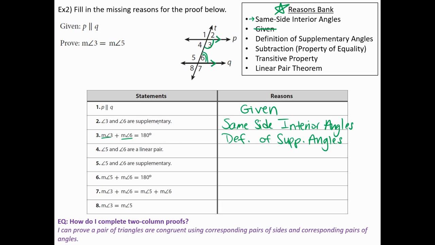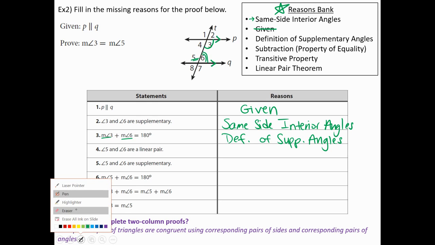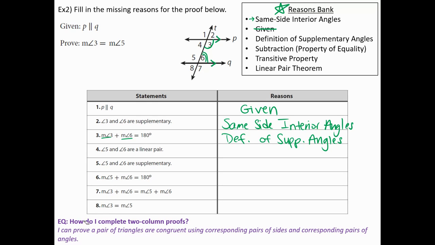So if angles are supplementary by definition, we can say that the measure of one plus the measure of the other equals 180. So, definition. Now that we know they add up to 180, we're going to shift a little bit, and we're going to say 5 and 6 are a linear pair. So 5, I'm not going to give it a true marking here, I'm just going to underline it for us. Angle 5 and 6 are a linear pair.